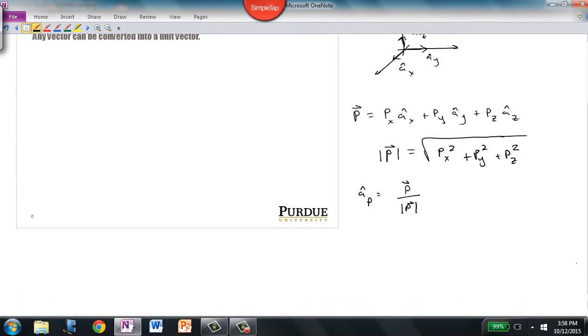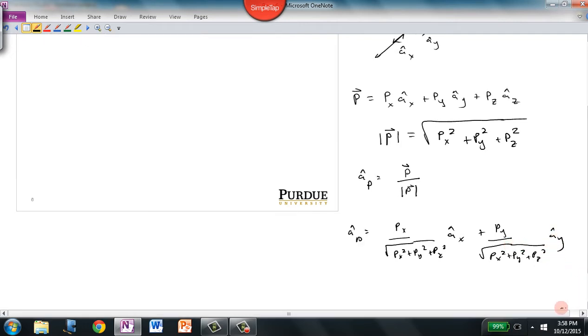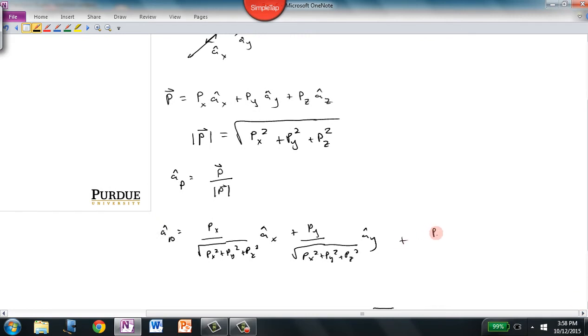And if you were to write this all the way out, you would see that a hat p is just equal to px over the square root of px squared plus py squared plus pz squared, and that points in the a hat x direction, and you've got plus py over the square root of px squared plus py squared plus pz squared, a hat y, plus pz over the square root of px squared plus py squared plus pz squared, a hat z. So this is the unit vector a hat p, which points in the same direction as the vector p.